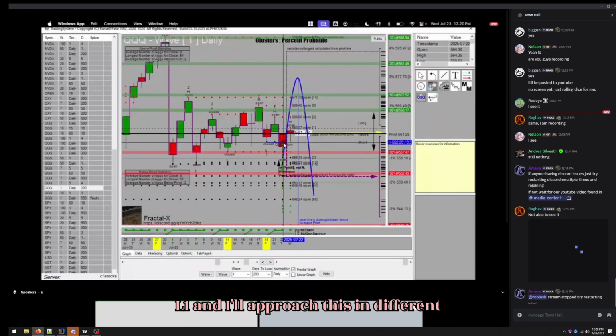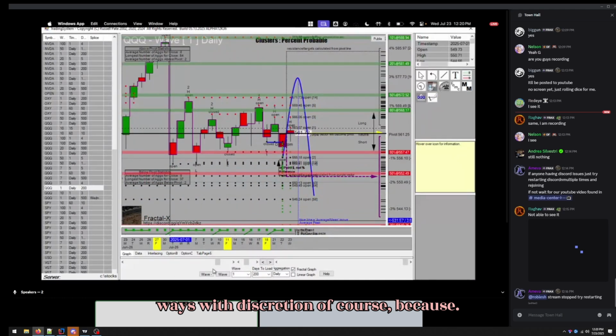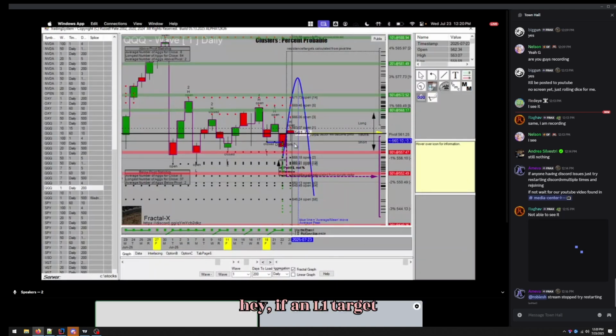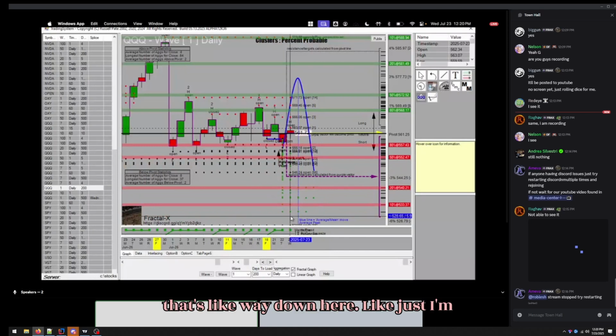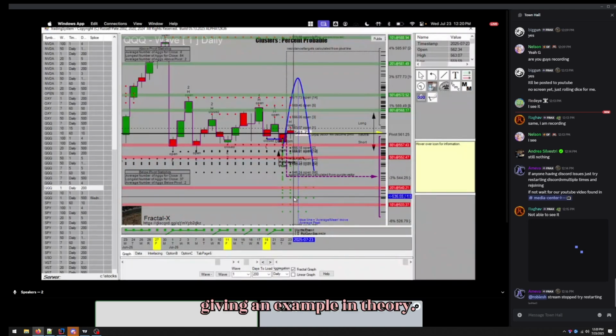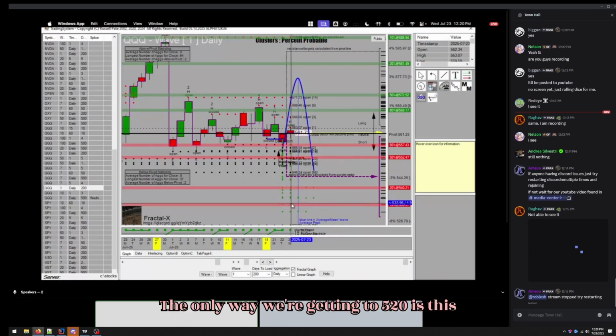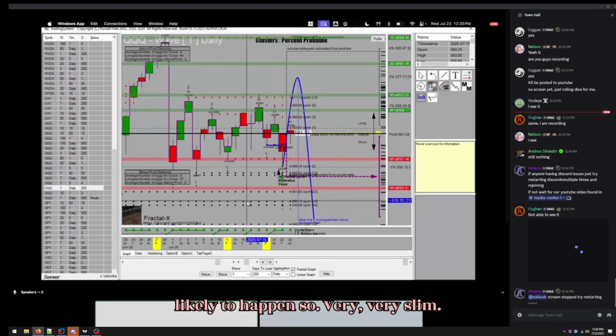And I'll approach this in different ways with discretion, of course, because you'll learn to allow the data to speak to you in a way where, hey, if an L1 target on the wave one daily is 520, that's way down here. I'm just giving you an example in theory. The only way we're getting to 520 is a massive news drop, something absolutely catastrophic, pretty much. But it's just not likely to happen. So very, very slim.